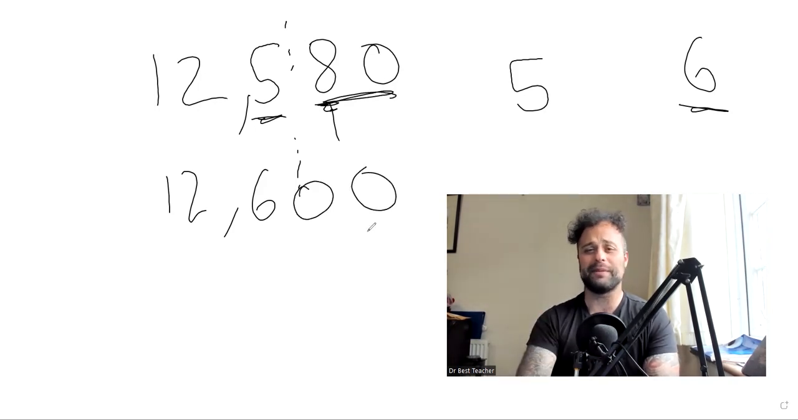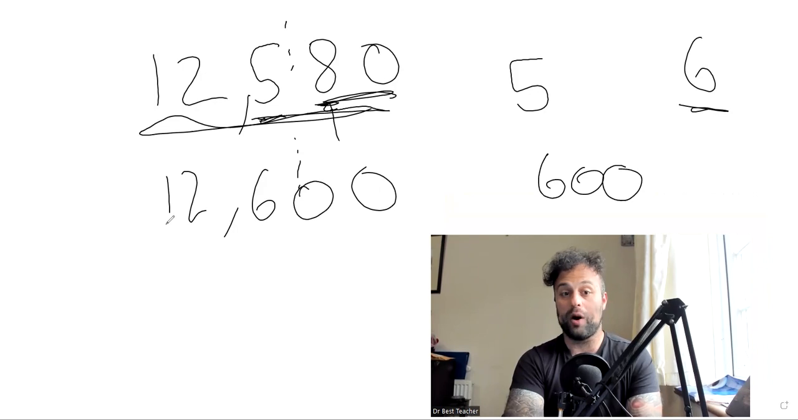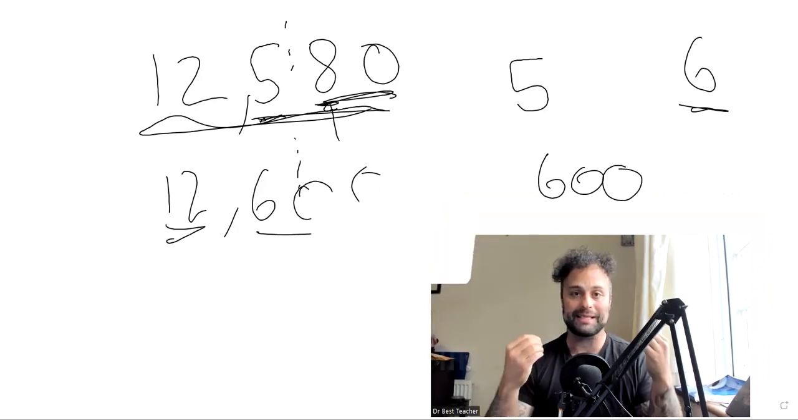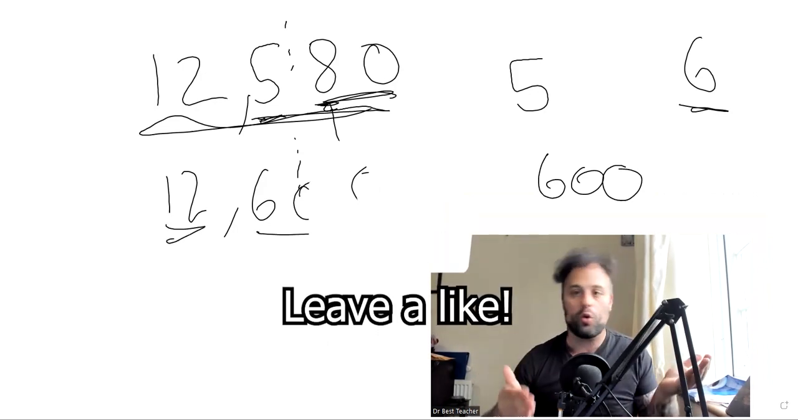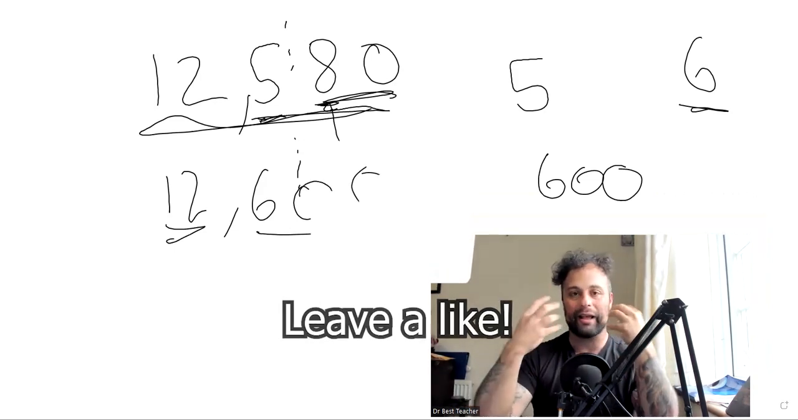A lot of students make a mistake. They start writing that this to the nearest 100 is just 600. No, it's 12,600. You keep the number the same because you're either going to round down or you're going to round up. You're not changing the number. You're just estimating. It's kind of like just a rounding.